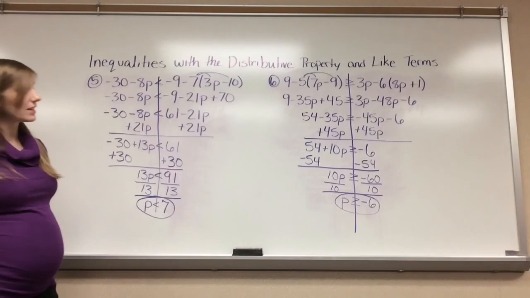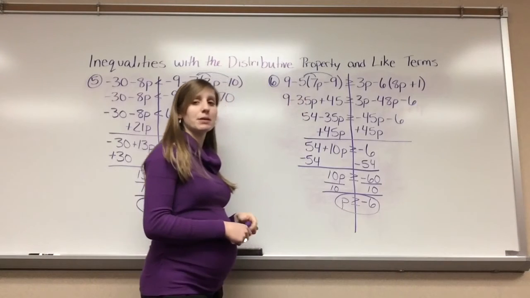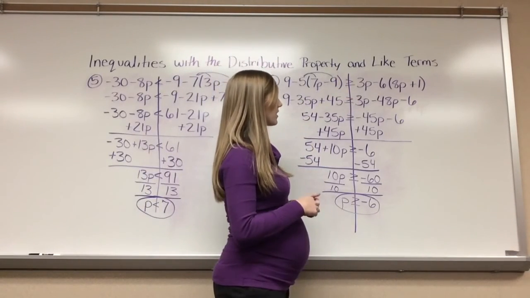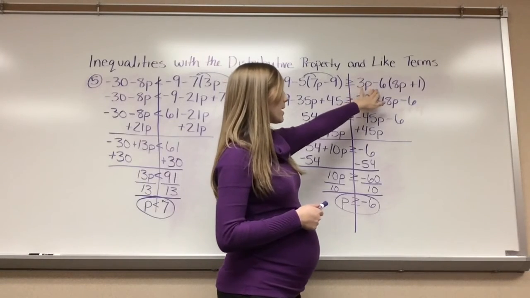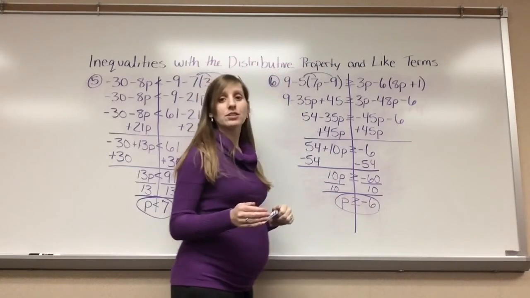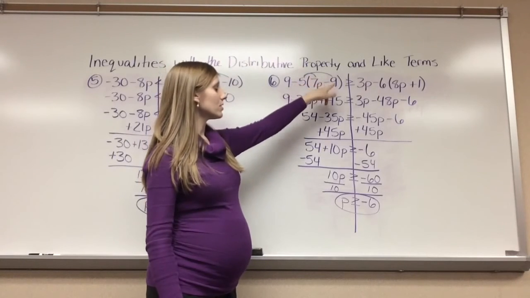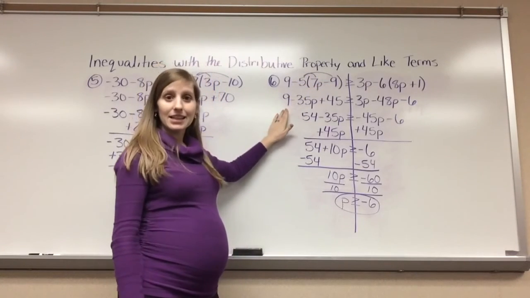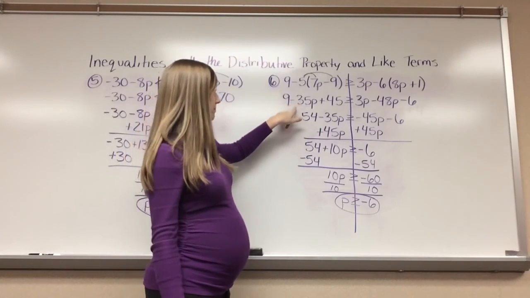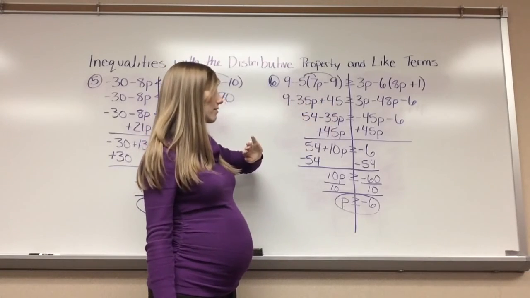For problem number 6, our inequality is 9 minus 5, and then parentheses 7p minus 9. And then in those parentheses, we have our inequality sign greater than or equal to 3p minus 6, parentheses 8p plus 1. Okay, so my first step was to do the distributive property. I multiplied by negative 5 to both terms. My 9 stayed the same because it was outside of the parentheses and not directly in front of it. So when I multiplied, I got negative 35p and positive 45.